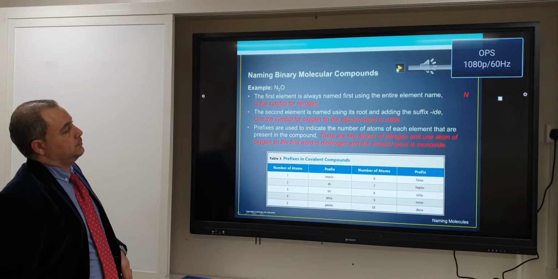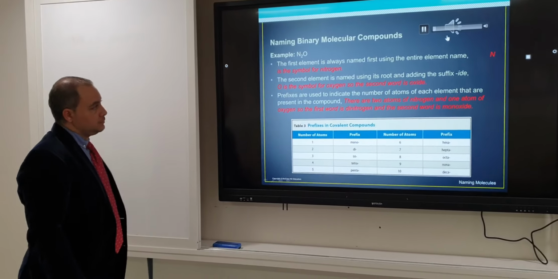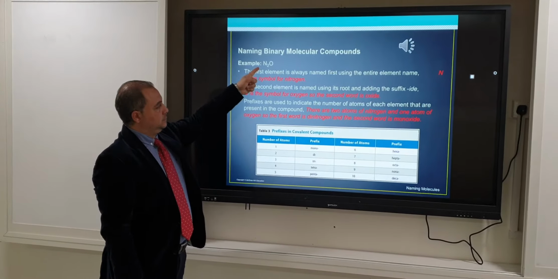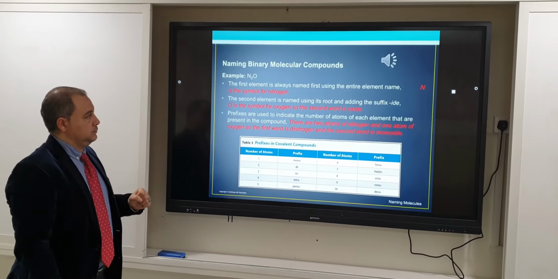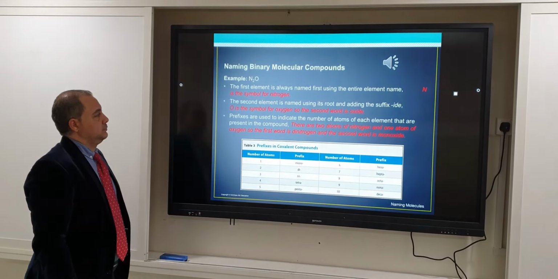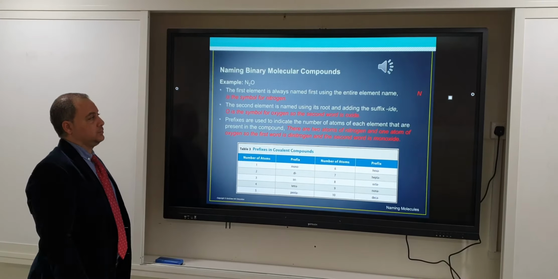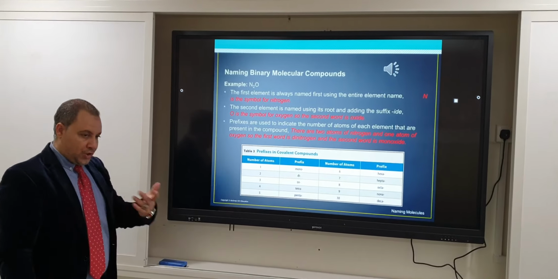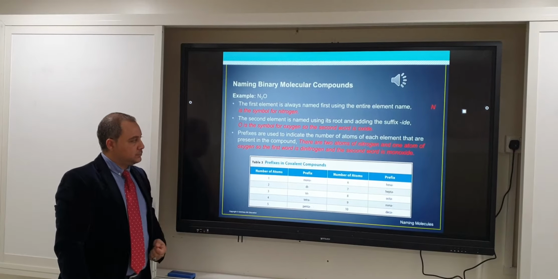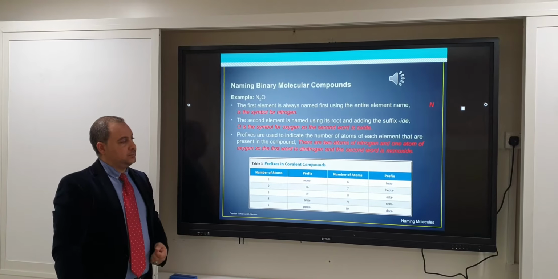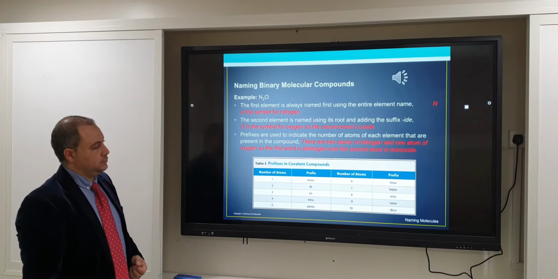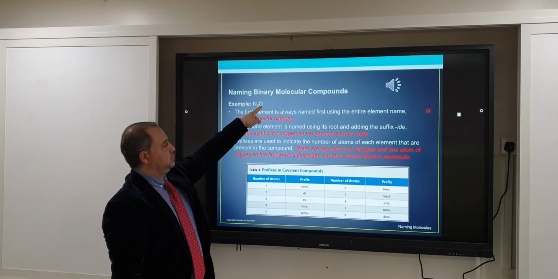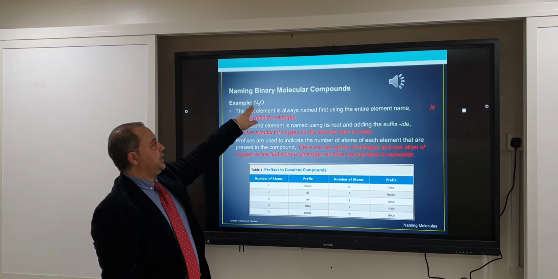Naming binary molecular compounds. Example, N2O. The first element is always named first using the entire element name. N is the symbol for nitrogen. The second element is named using its root and adding the suffix ide. O is the symbol for oxygen, so the second word is oxide. Prefixes are used to indicate the number of atoms of each element that are present in the compound. There are two atoms of nitrogen and one atom of oxygen, so the first word is dinitrogen and the second word is monoxide. So it's called dinitrogen monoxide.